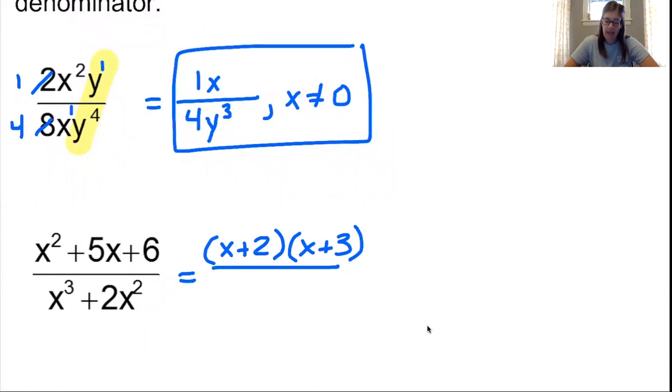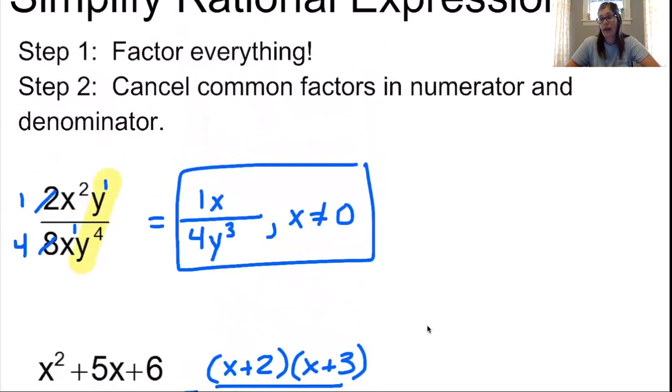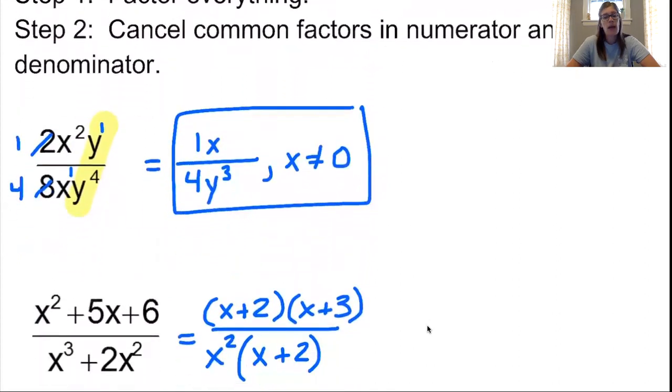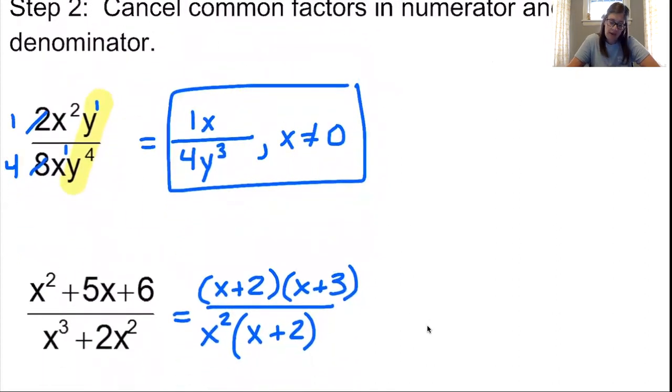And then in the denominator, can you factor x cubed plus 2x squared? Well, this one's not a trinomial, but it has 2 terms. And what I notice about both terms is they both have x squared in them. So we can take out the greatest common factor of x squared. And when we factor that out, we're left with an x plus 2. Okay, so I've completed step 1, which is factor everything. Okay. Now I'm going to do step 2, cancel any common factors in the numerator and the denominator. Maybe there are common factors, maybe there aren't. In this case, there are. I can cancel out the x plus 2.